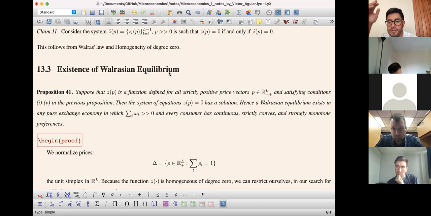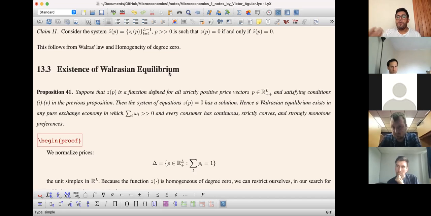So only quality matters at this stage. Hence, our Walrasian equilibrium exists in any pure exchange economy in which endowments are strictly positive and every consumer has continuous, strictly convex, and strongly monotone preferences.